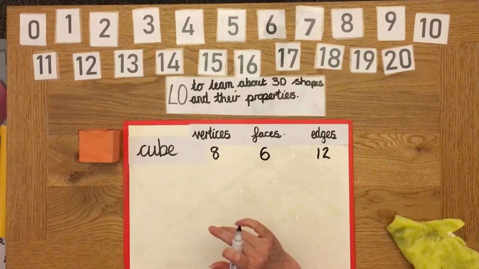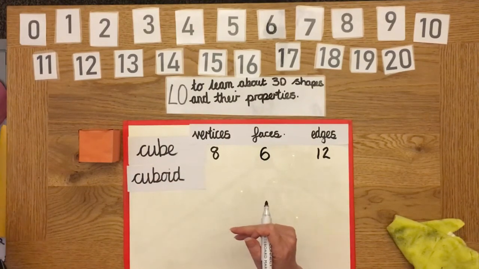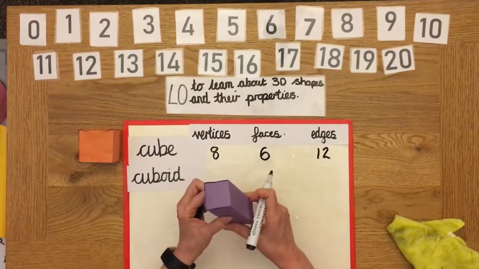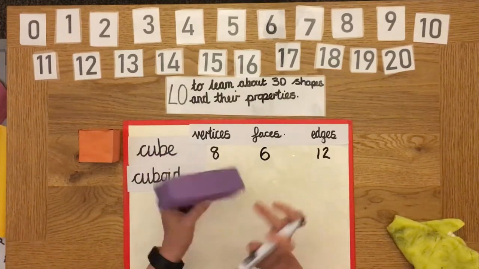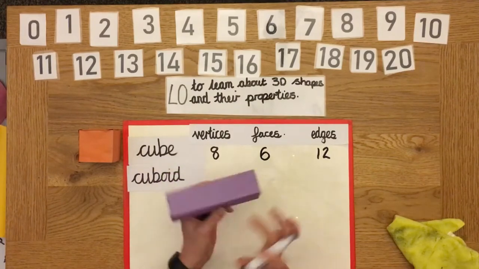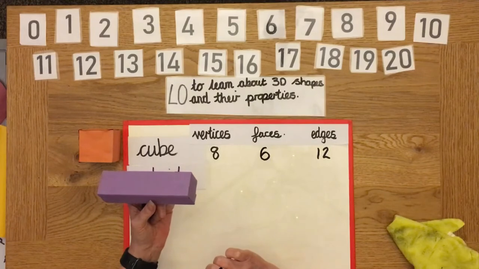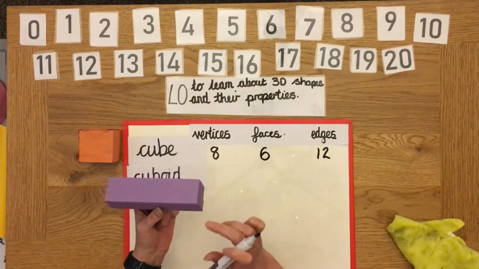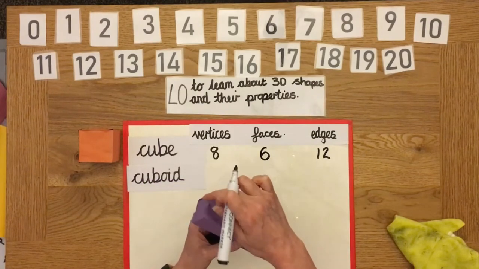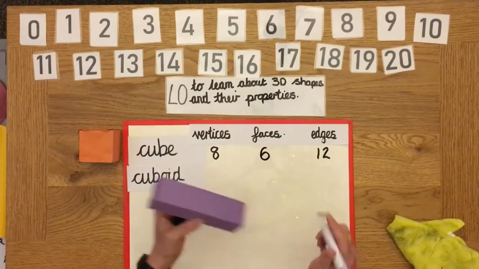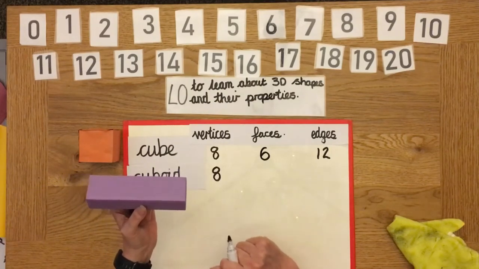The next shape we're going to look at is the cuboid. Now let's have a look. We know already from our last lesson that it's got 2 squares on the end. So this is 2 of its faces. The first thing we're looking at are vertices, which are the corners. 1, 2, 3, 4, 5, 6, 7, 8. So the cuboid has 8 vertices.